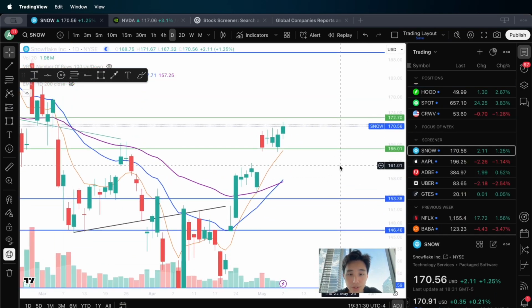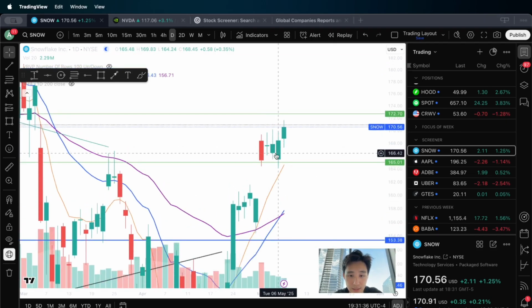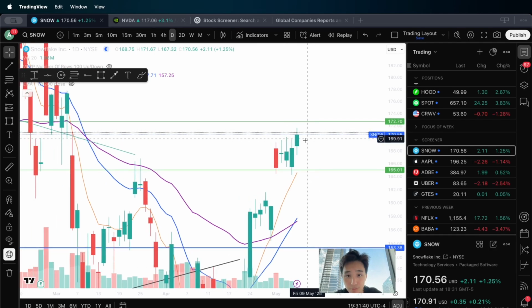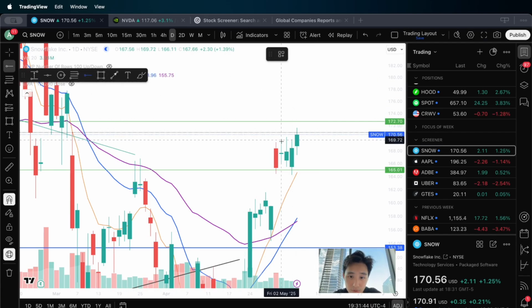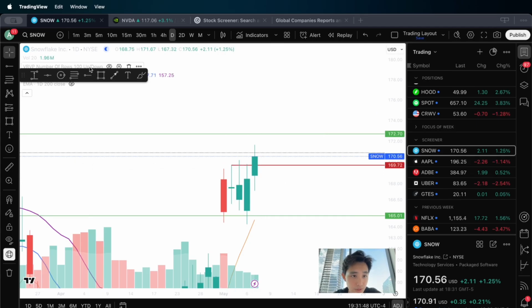I think Snow is a good contender for tomorrow and going into the rest of the week. Really, really good. We had 3 inside days and today finally the breakout. I hope it doesn't do like a crazy gap up, so we can catch some type of entry. Maybe look for a retest of this 169, 170 area as a potential re-entry here. Like if anything, we want to see something like this happen. That would be amazing. So Snow is definitely on the list for tomorrow.